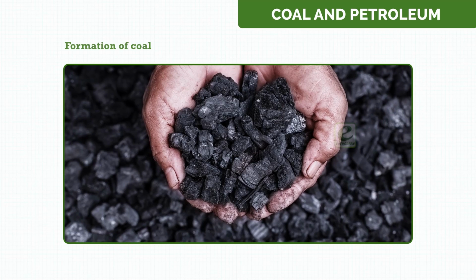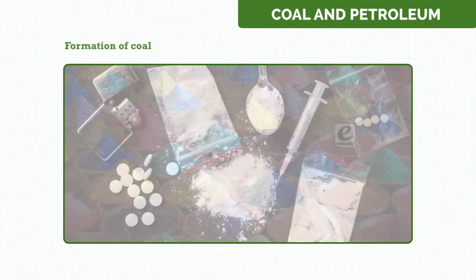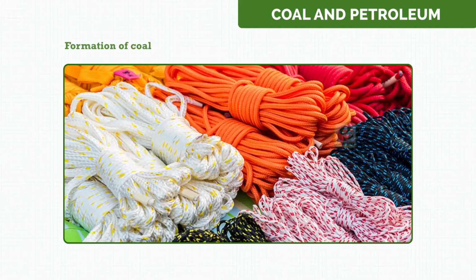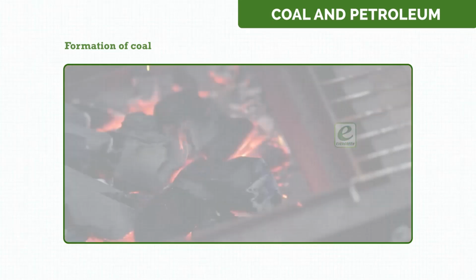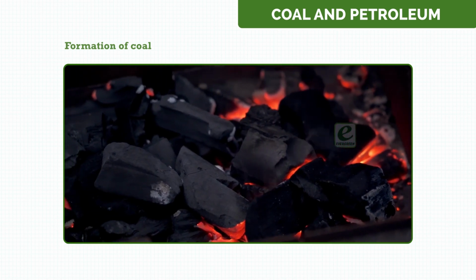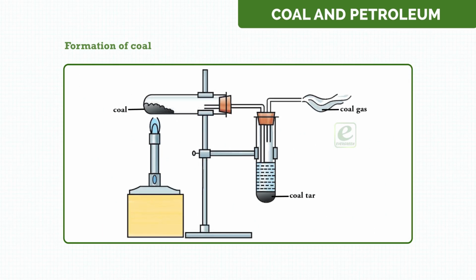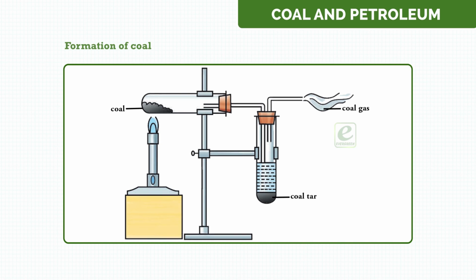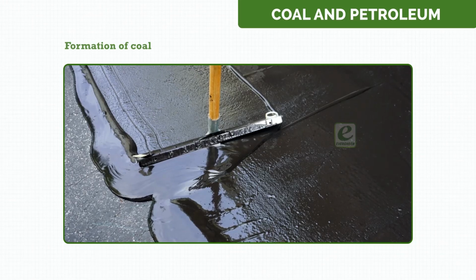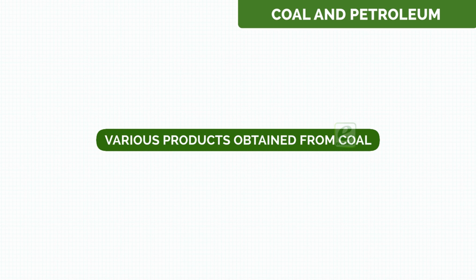Coal is an important source of many chemicals which are used for the manufacture of drugs, dyes, fertilizers, plastics, synthetic fibers, and explosives. Many products can be obtained from coal by heating it in the absence of air or oxygen. This is called destructive distillation. The products obtained by the destructive distillation of coal are coke, coal tar, and coal gas. Various products obtained from coal.